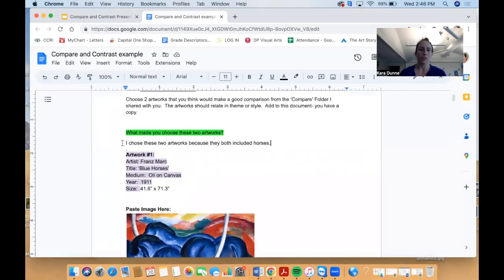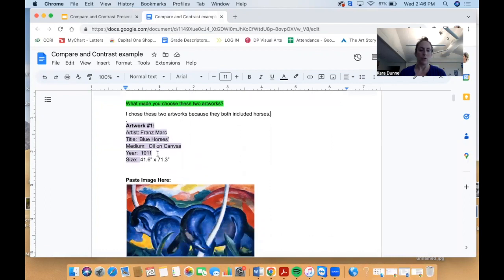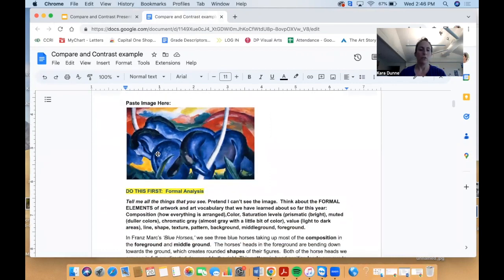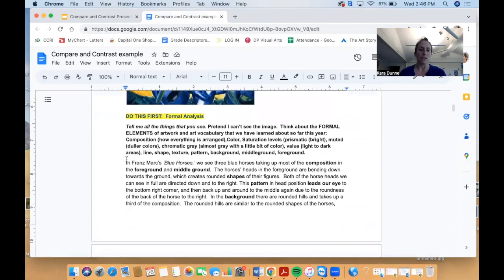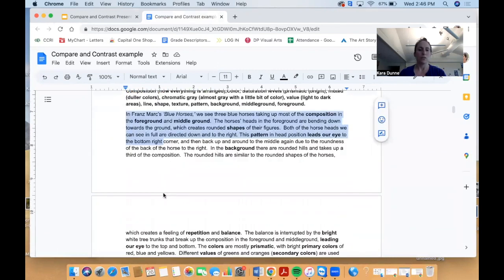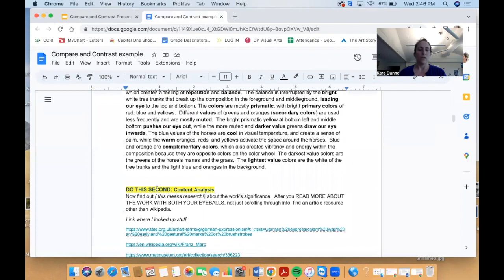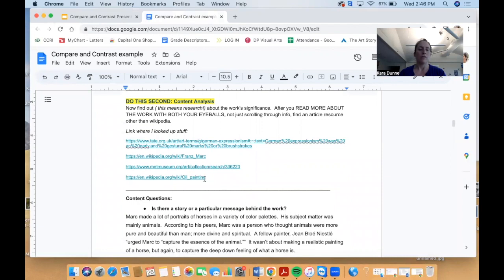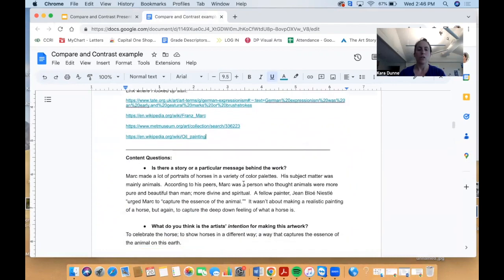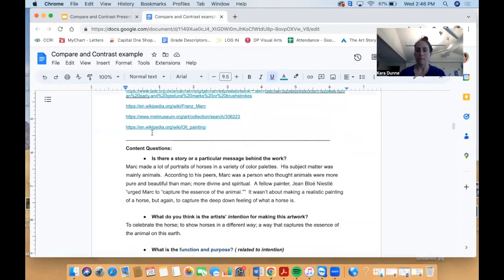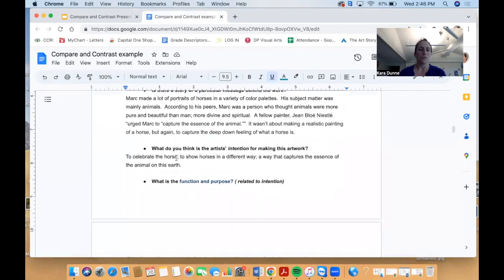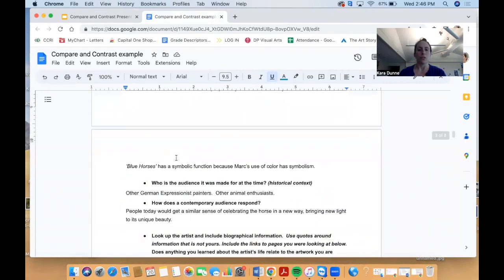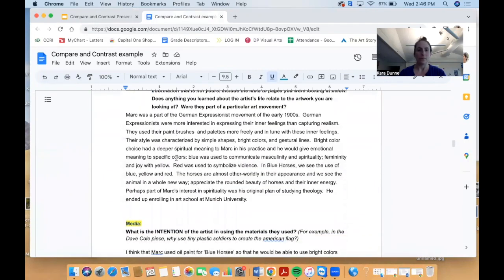Here's my example. What made you choose these 2 artworks? I have that answer. I have artwork number 1. I have my image of the artwork. I have the formal analysis completed. Here it is. I have the content analysis. Questions answered here. I have links to what I was looking at to get the answers for the content questions here. Here are all my content questions that I answered for artwork number 1.